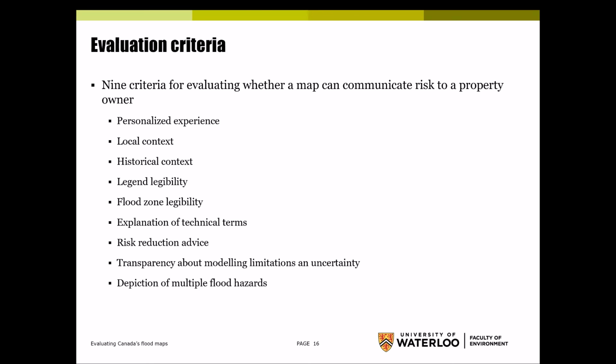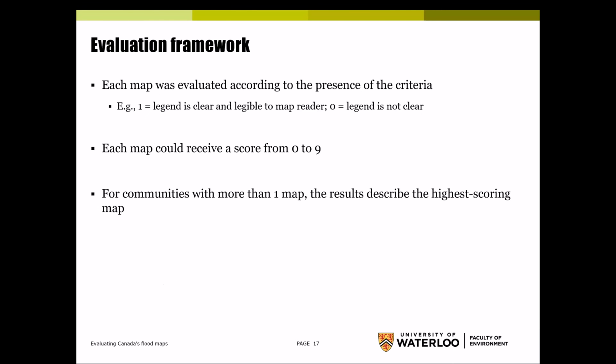And depiction of multiple flood hazards. So as Jason mentioned, we've seen things like urban flooding is a huge issue here in Ontario. And so I wanted to see maps that depicted riverine and pluvial flooding. Pluvial flooding happens when there are overwhelmed sewers and that type of thing, and when water ends up getting into people's basements.